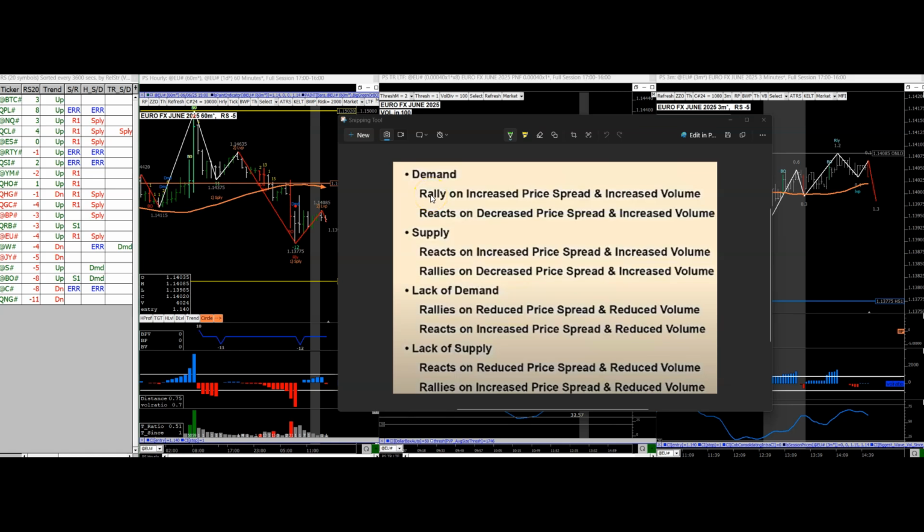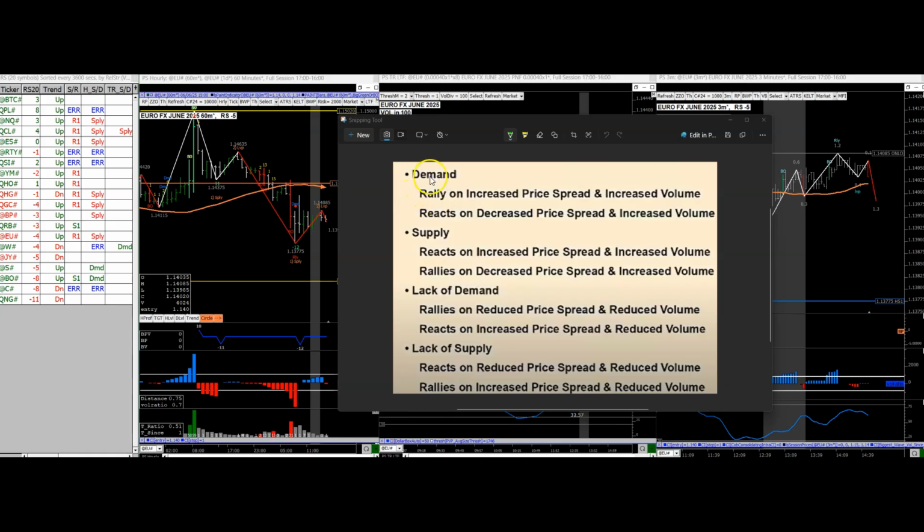And this is available online. If you look up basically Wyckoff supply and demand, you'll find some links that talk about this. So for demand, how do we know there's demand? When there's rally on increased price and increased volume. And I'll give you real examples of all of this, so just relax.